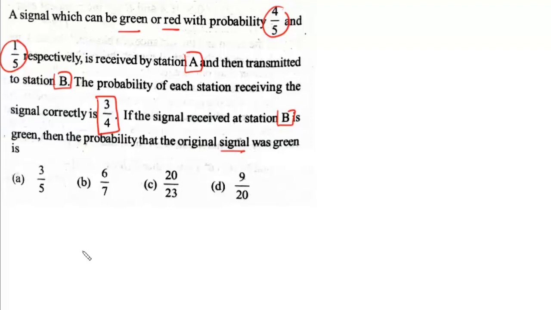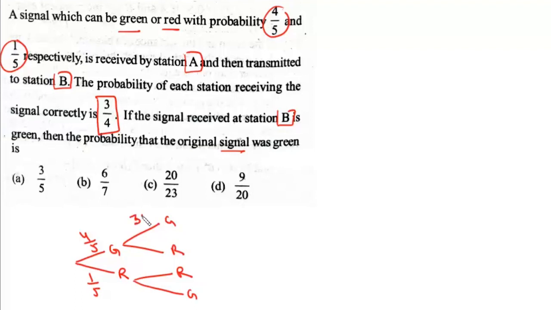Now this signal can be either green or red. It is green with the probability 4 by 5 and it is red with the probability 1 by 5. Now this green signal can be received at station A as either green or red. In the same way, this red signal also can be received as either red or green. Now it will be received green if it received the signal correctly. So it will be 3 by 4 and here will be 1 by 4, and red as red again is 3 by 4 and red as green is 1 by 4.